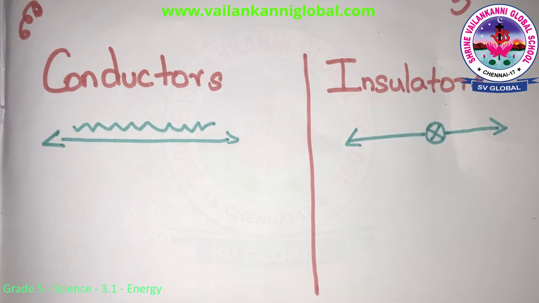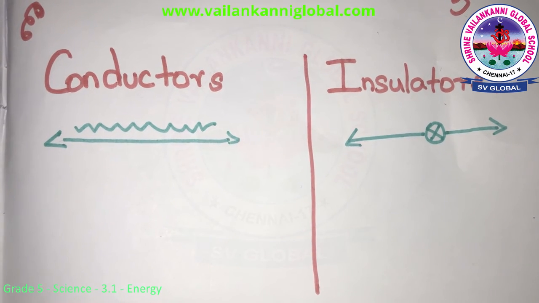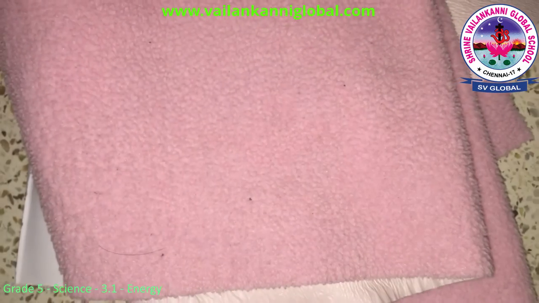Some of the examples are fabric, just like this, that is wool or cotton. Clothing, carpets and curtains are examples of everyday thermal insulators.